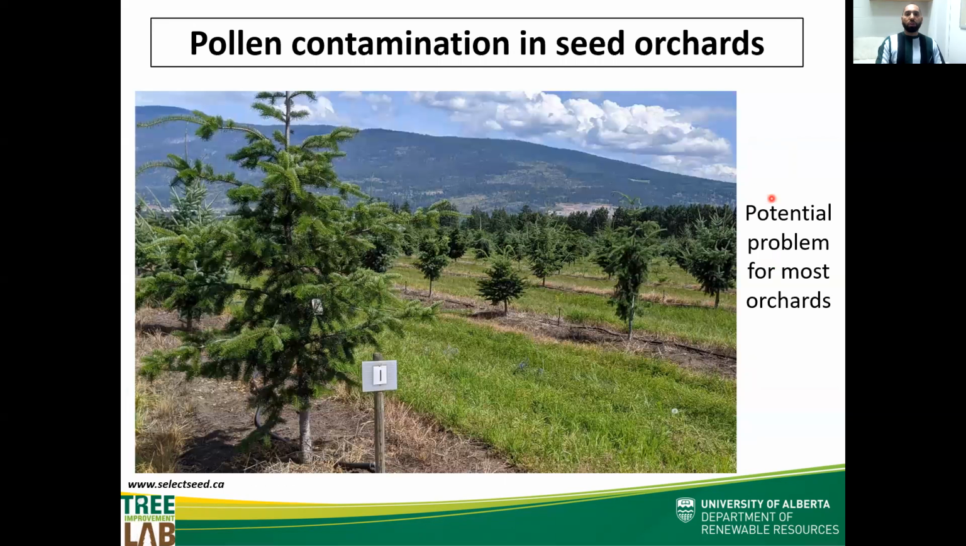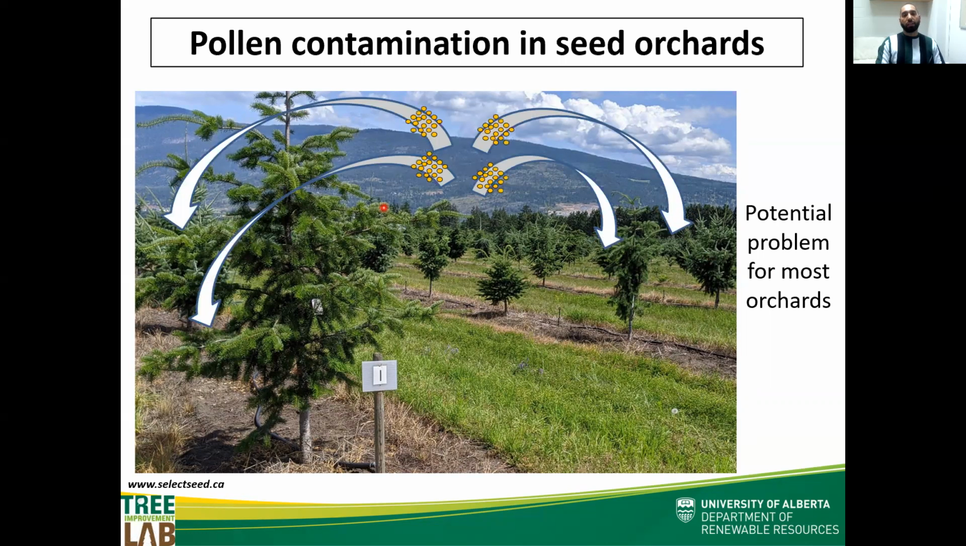I would also like to introduce the concept of pollen contamination. So let's imagine that we have our orchard in here, our seed orchard or the population, and we have in here a natural stand or another orchard from the same species, and unfortunately we can get contamination from pollen out of our orchard. This is a potential problem for most orchards around the world, and this can potentially decrease the genetic gain.